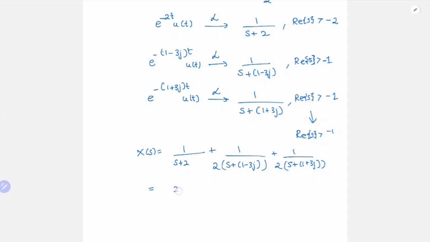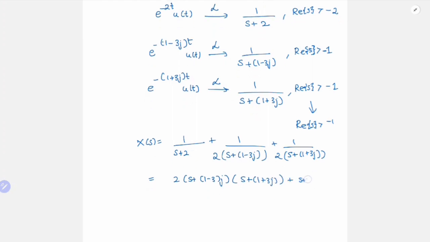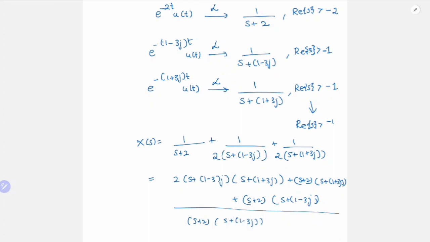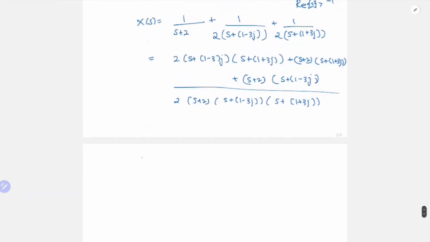So what will I get? I will get 2 into s plus 1 minus 3j into s plus 1 plus 3j, plus s plus 2 into s plus 1 plus 3j, plus s plus 2 into s plus 1 minus 3j, by s plus 2 into s plus 1 minus 3j into 2 into s plus 1 plus 3j. If I try to evaluate this, s plus 1 minus 3j into s plus 1 plus 3j is nothing but s plus 1 whole square plus 3 square.